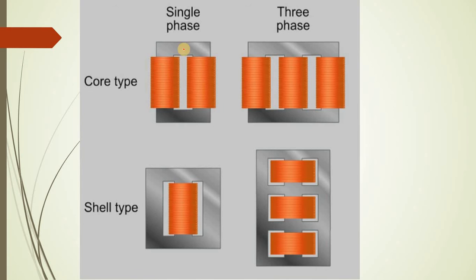Now in this figure you can see how the windings and the core are arranged. This is the single phase transformer and this one is the three phase transformer. This single phase transformer is a core type transformer. You can see here this is the core type transformer, and when it is a shell type transformer for single phase, you can see that this is the structure. In the case of a three phase transformer, if it is core type, then you will find that for the three different phases, three different windings are used.